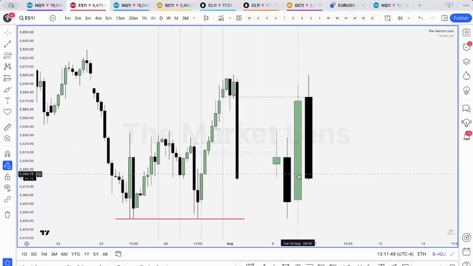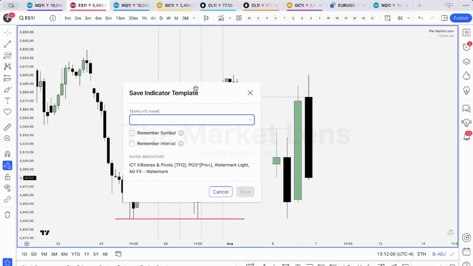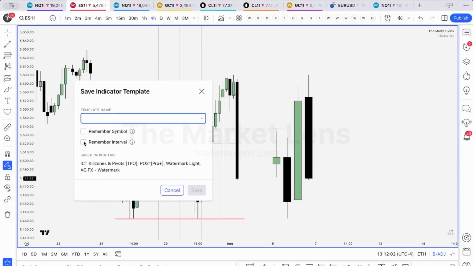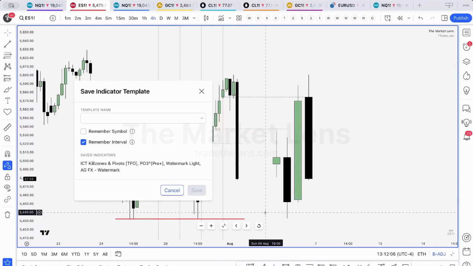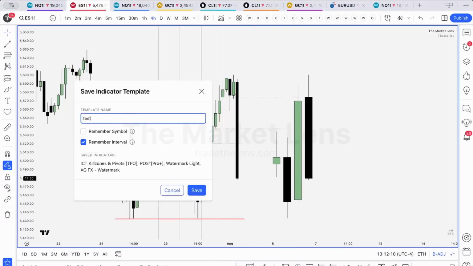So you can see now we have the daily, and it's set up how I'd want it. With this, I'd go into here, save indicator template. What I want to do here is remember the interval, because if I click on this, I want to go to the hourly time frame. So it'll remember that I'm on the hourly. And then I'd want to name this, we can just name it test 1 hour, so testing the 1 hour template out.